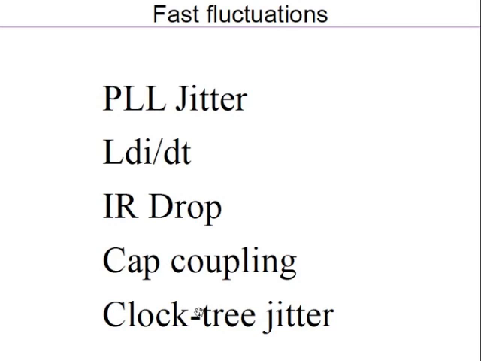Capacitive coupling we have seen, and clock tree jitter. You have a clock, it's distributed, and the distribution network essentially consists of inverters and buffers. If the supply voltage to that inverter changes because of L di/dt or IR, the delay of that inverter changes. So the delay of the clock edge arriving at the flop will also change, which will lead to jitter.